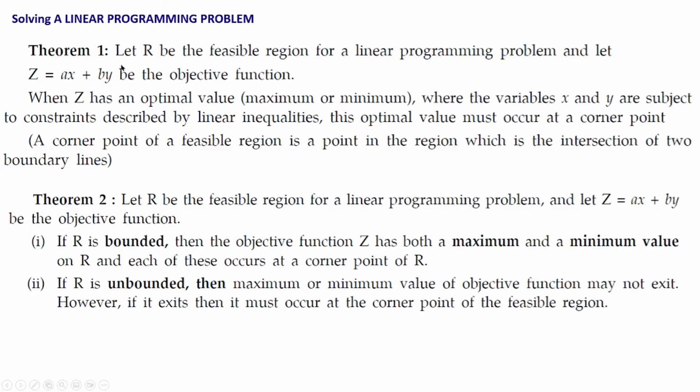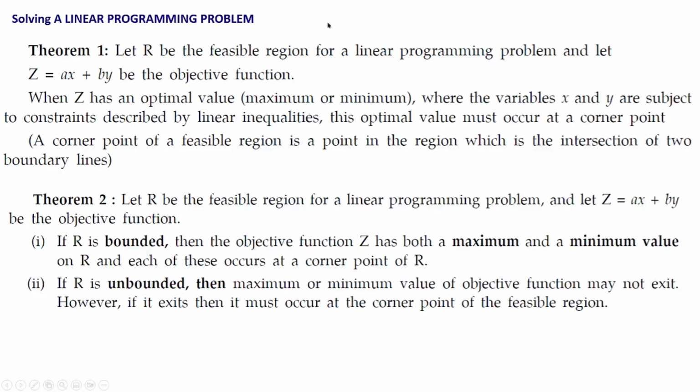The first theorem is, if R is the feasible region for a linear programming problem and Z is equal to ax plus by is the objective function, then when Z has an optimal value, a minimum or a maximum value, where x and y are subject to certain constraints, this optimal value must occur at a corner point. So this is what I just now mentioned when we were solving the linear programming problem. If Z has an optimal value, it must occur at one of the corner points. A corner point is a point in the feasible region which is the intersection of two boundary lines. So this is the first theorem.